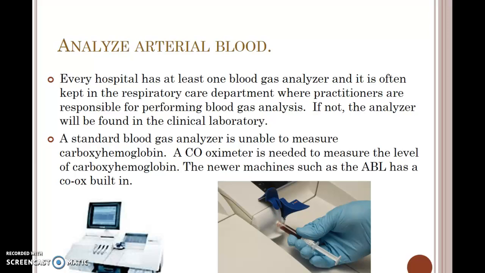A standard blood gas analyzer is unable to measure carboxyhemoglobin. You need a co-oximeter in the blood gas machine to measure the level of carboxyhemoglobin, which is the amount of carbon monoxide in the blood. The new machine, such as the ABL machine, does have a co-ox built right into it.